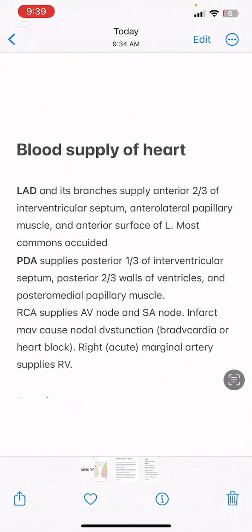The blood supply of the heart according to First Aid. So it is supplied majorly by the left anterior descending artery and posterior descending artery, and the right coronary artery also. LAD is the left anterior descending artery, and its branches supply the anterior 2/3 of the interventricular septum, anterolateral papillary muscle, and anterior surface of the left ventricle. Most commonly it is occluded.